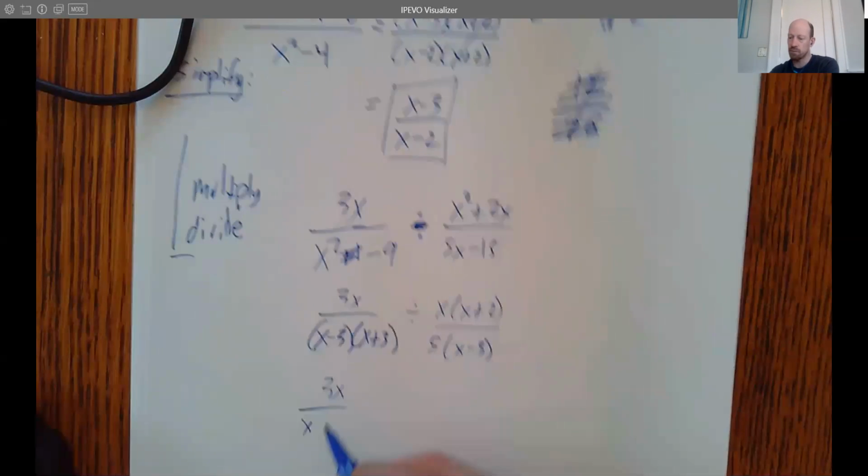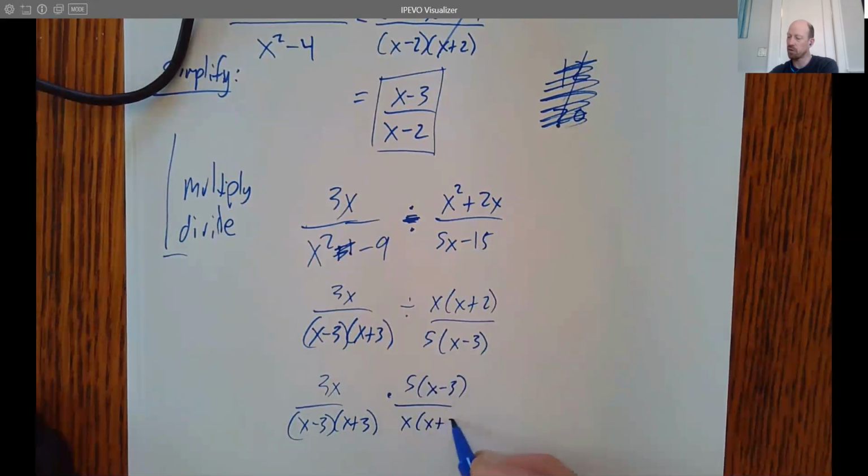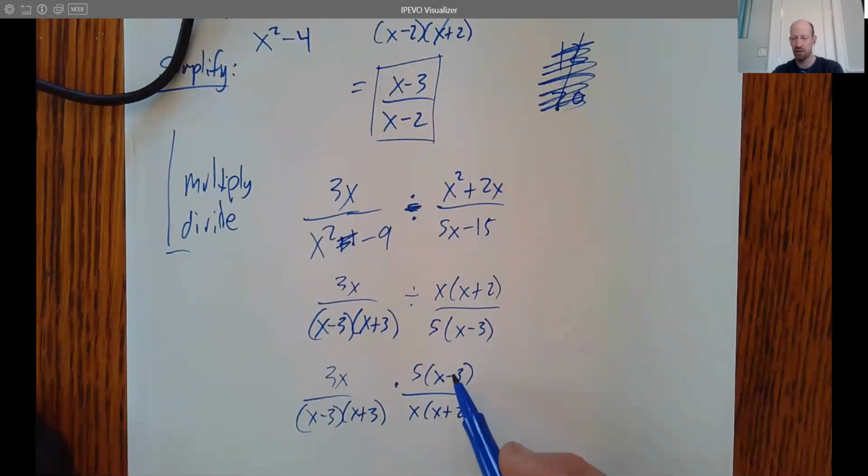So this is going to become 5x minus 3 on the top and x plus 2 on the bottom. When you multiply, you just get to multiply straight across. So all of these are going to be factors in the numerator and all of these are going to be factors in the denominator. And I'm going to get to cancel anything that's a common factor.